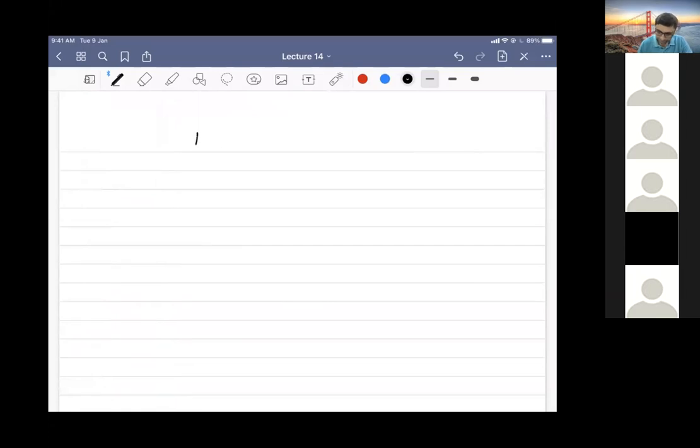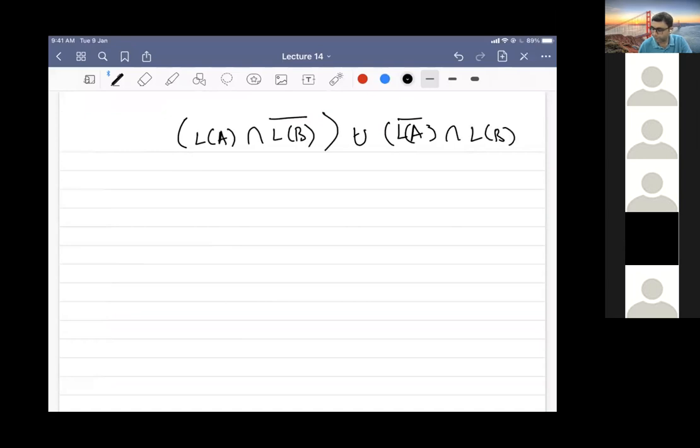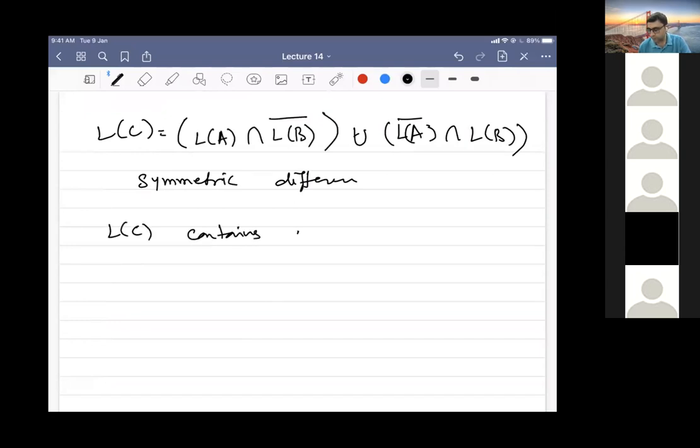Think about this. Suppose L of A is a language. If we intersect L of A with the complement of L of B, and take the union with the intersection of the complement of L of A with L of B, what do we get? This is called the symmetric difference. We receive a language L of C which contains strings.